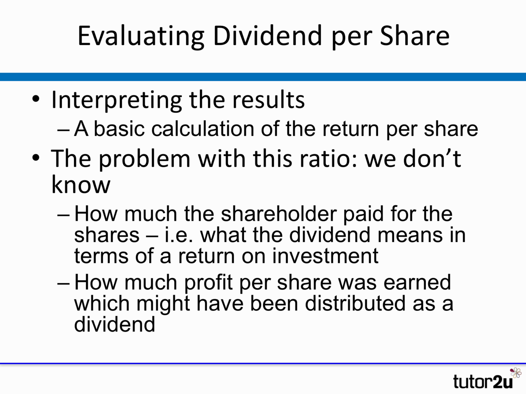And also, it doesn't tell us how much of the profit that was earned by the company was distributed as a dividend. So, for example, in our case, we distributed £500,000 as a dividend. Well, was that all the profit that we earned, or all the reserves we could have distributed, or was it just a small proportion? How generous is the company being in sending out its dividends to shareholders? So dividend per share is a pretty limited measure of shareholder return.